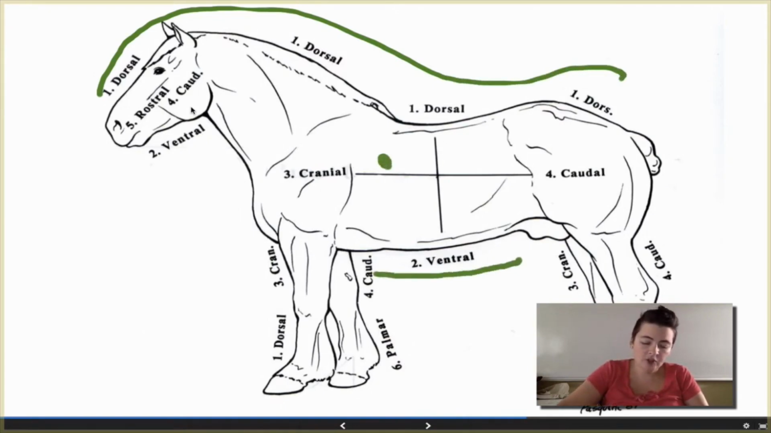If I have 2 dots, a green and a red dot, the green dot is more dorsal and the red dot is more ventral. So if those were 2 lumps on the horse and we needed to do surgery and remove one of those lumps, and we needed to remove the red one, we would say remove the ventral lump.